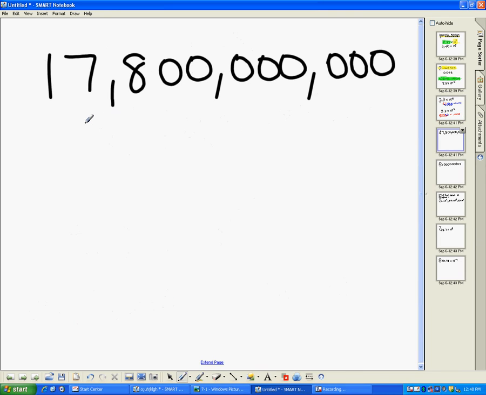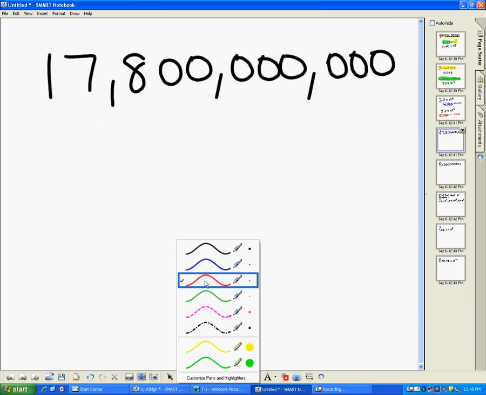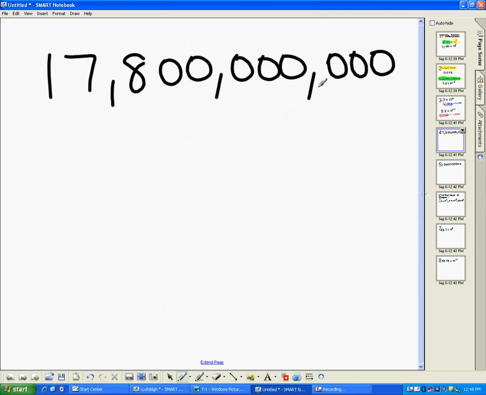Alright, so we've got this problem, and this is in standard form, and I want to write it in scientific notation. So the trick is to figure out where I'm going to put my decimal so that I create a number between 1 and 10.